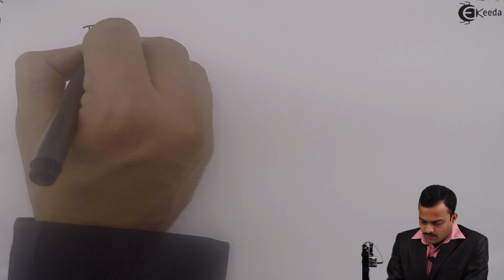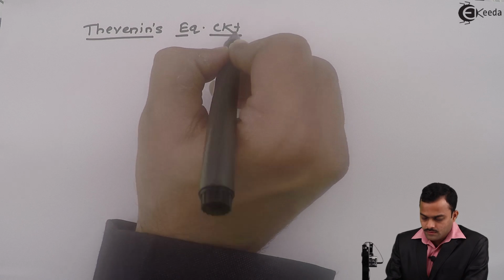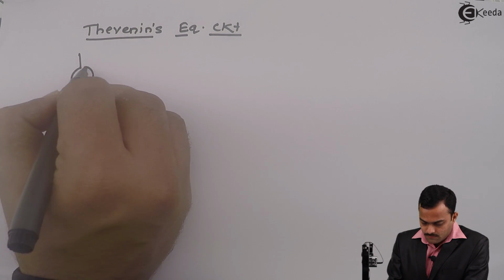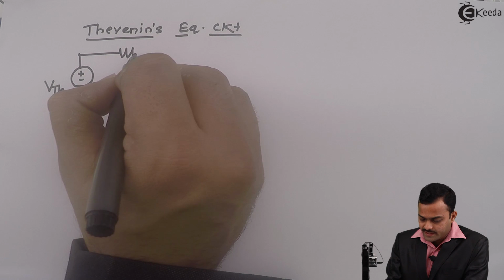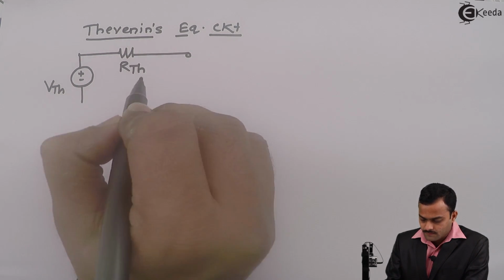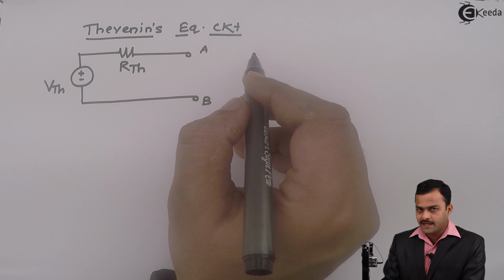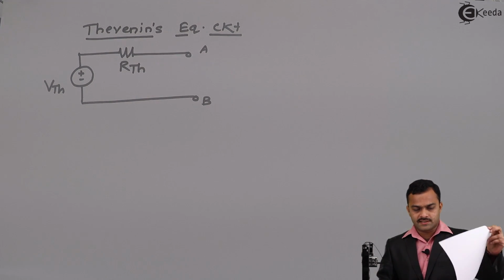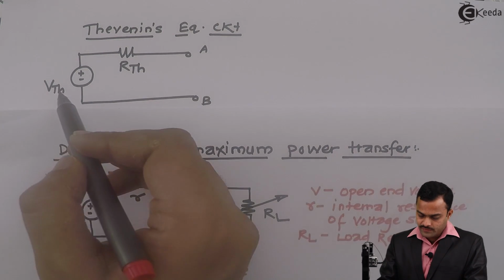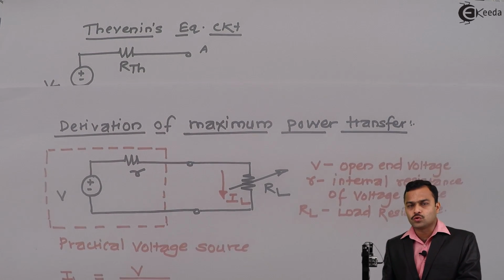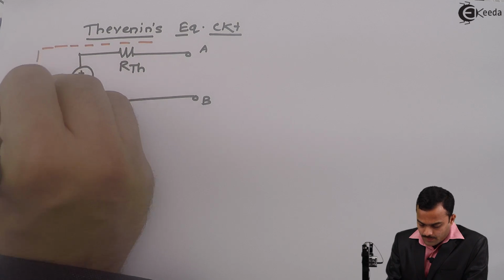In Thevenin's theorem, we draw Thevenin's equivalent circuit, which has a voltage named VTH and a resistance in series with VTH that we named RTH. Now these are the terminals A and B where load resistance can be connected. If I compare this with this circuit, I can say this VTH and RTH is nothing but a voltage source. So I will consider this part as a practical voltage source.